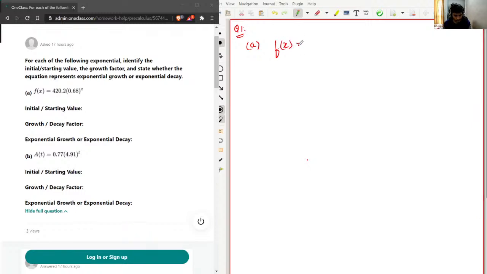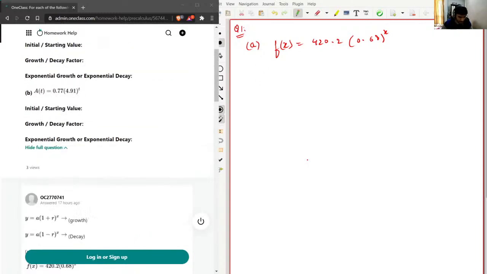So f of x is 420.2 times 0.68 to the power x. We need to find the initial or starting value, and we need to find the growth or decay factor. So the thing is that I'll just take the reference.